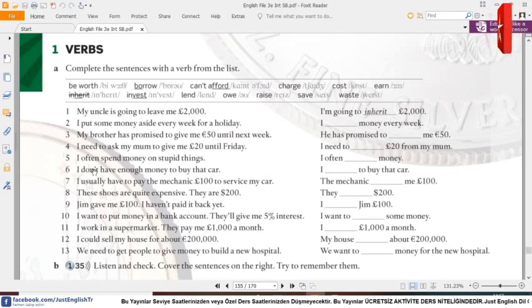Someone watched Breaking Bad or Better Call Saul, Fred says. All right, let's continue with number 6. I don't have enough money to buy that car. For example, the car costs 100,000 Turkish liras, so I don't have enough money.